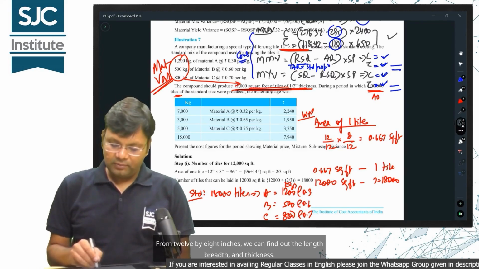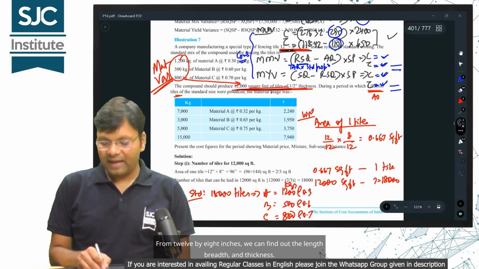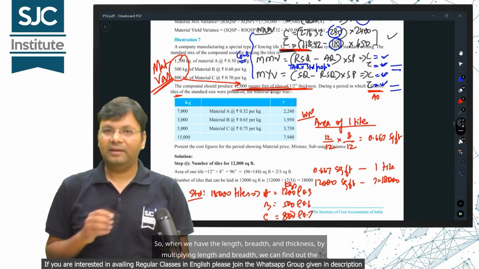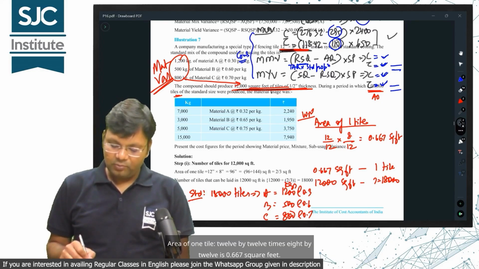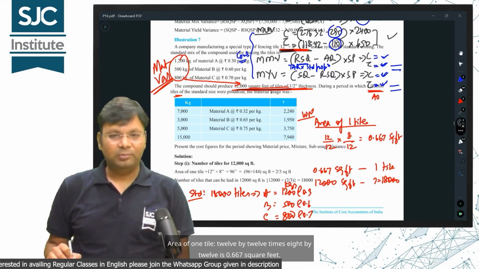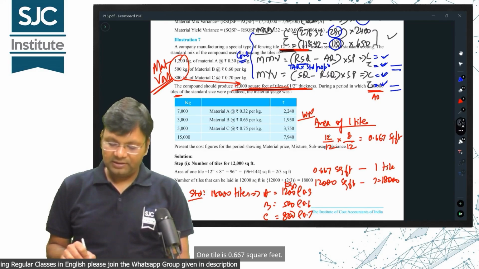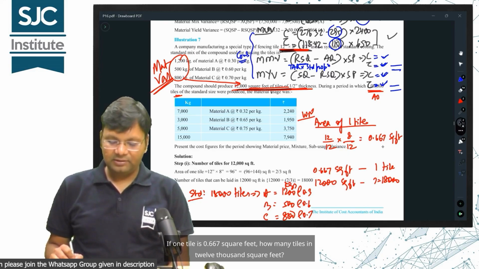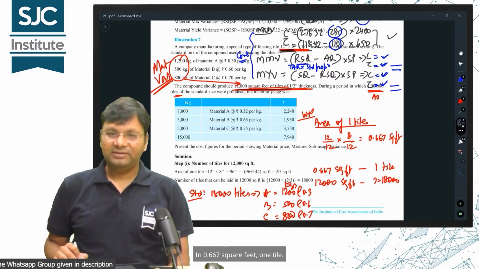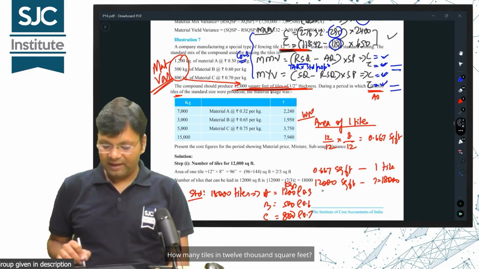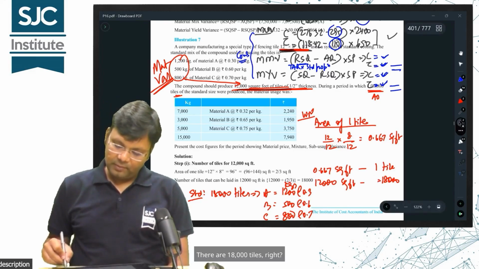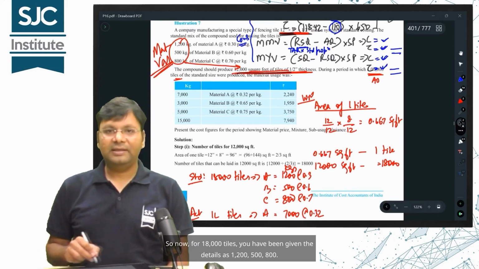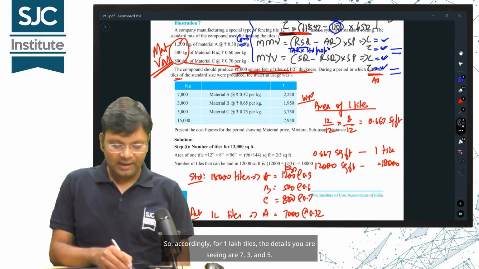So, we want to convert 12,000 square feet of tiles into the number of tiles. How will we do it? From 12 by 8 inches, we can find out the length, breadth and thickness. When we have the length and breadth, by multiplying them, we can find out the area of one tile. Area of one tile, 12 by 12 times 8 by 12 is 0.667 square feet. If one tile is 0.667 square feet, how many tiles in 12,000 square feet? There are 18,000 tiles, right? So now, for 18,000 tiles, you have been given the details as 1,200, 500, 800.